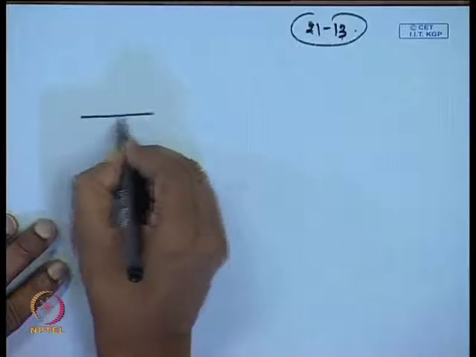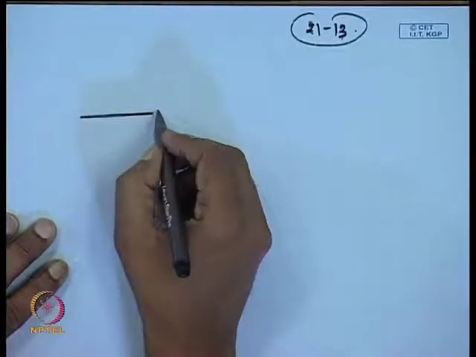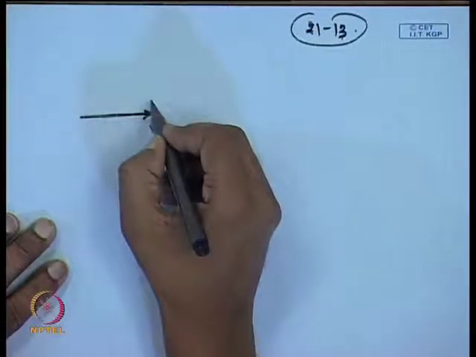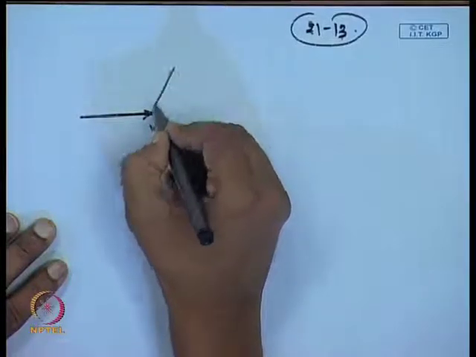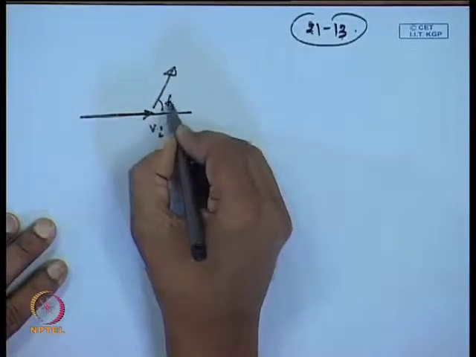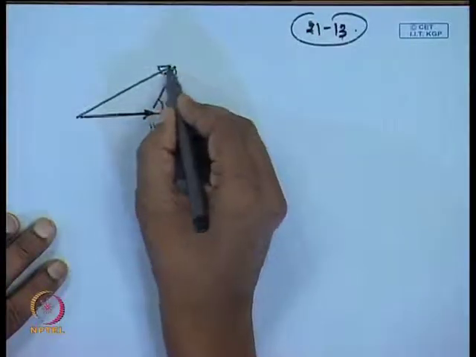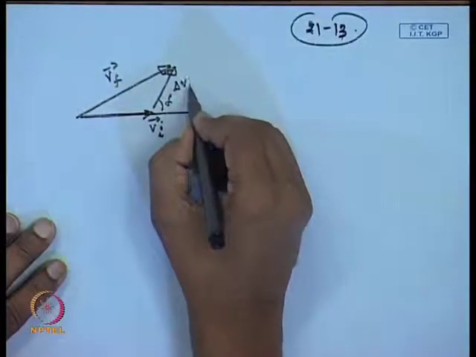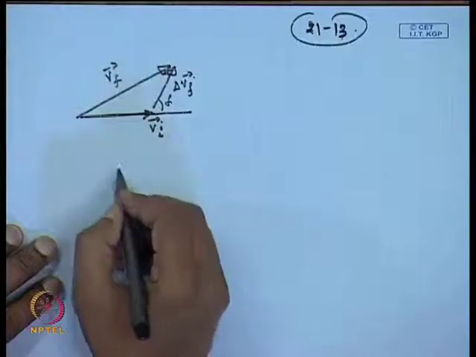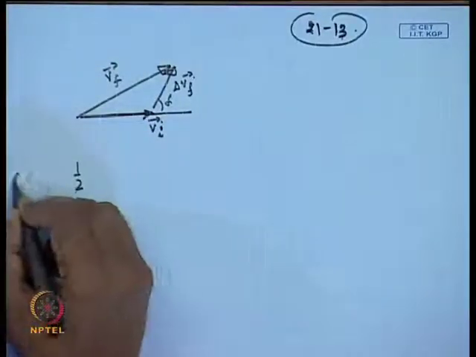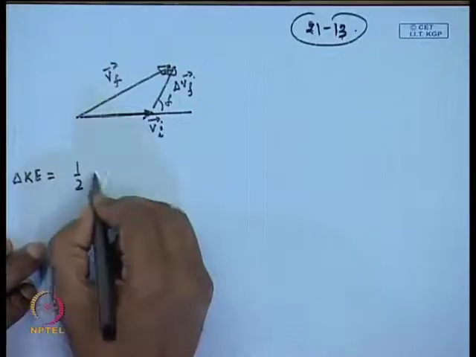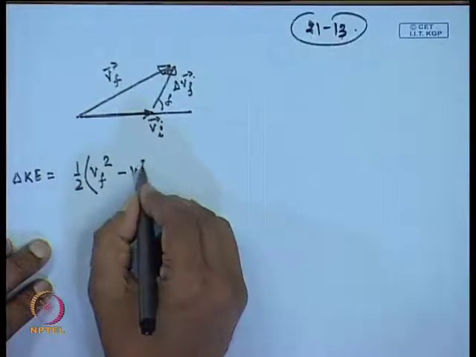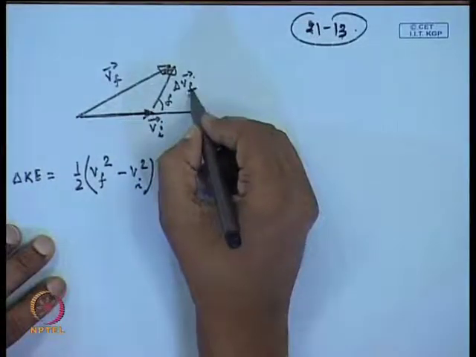To find out, for a given amount of impulse, what will be the change in kinetic energy: let us assume this is our V initial velocity, and the amount of impulse which is available is delta V, and delta V we apply at a certain angle delta here. So this is our V f, the final velocity, and this is the delta V applied. What will be the change in kinetic energy? The change in kinetic energy per unit mass will be given as delta KE equals 1 by 2 V f square minus V I square, and this we need to find out for a given amount of impulse.